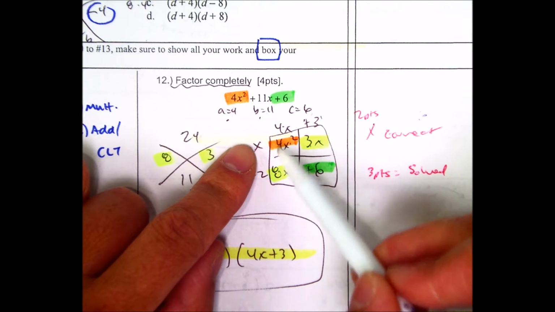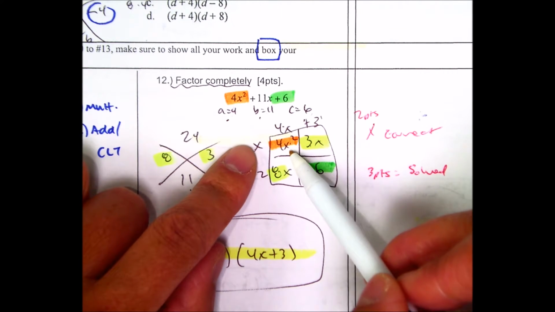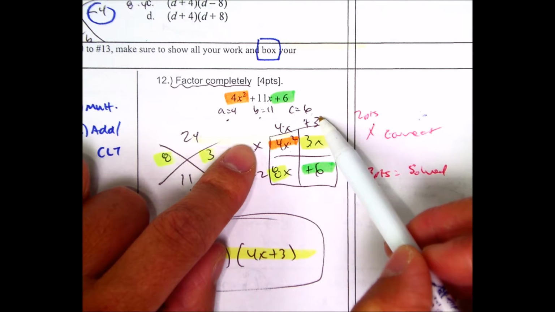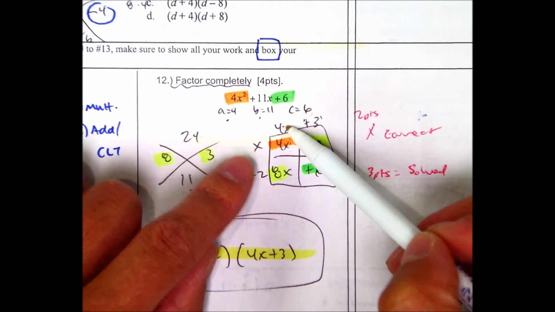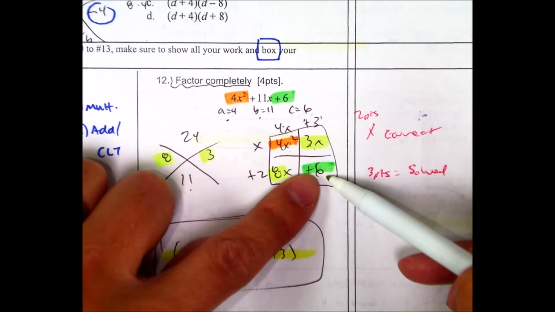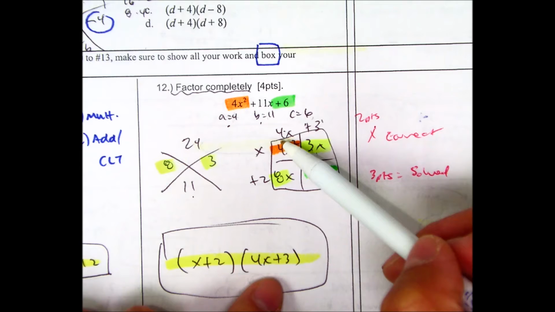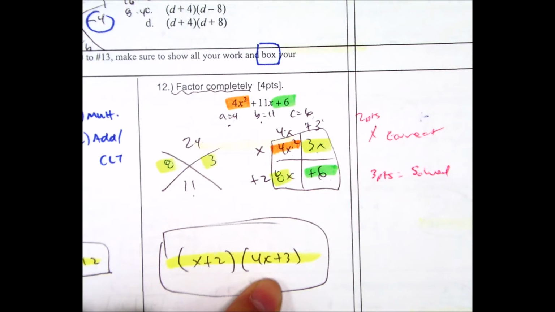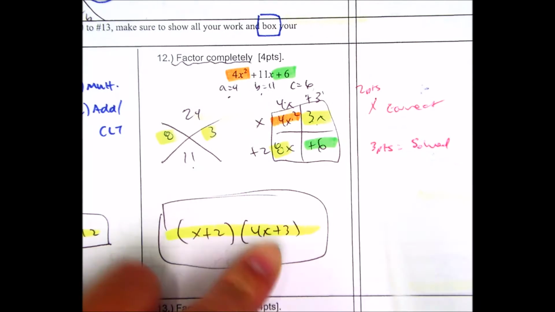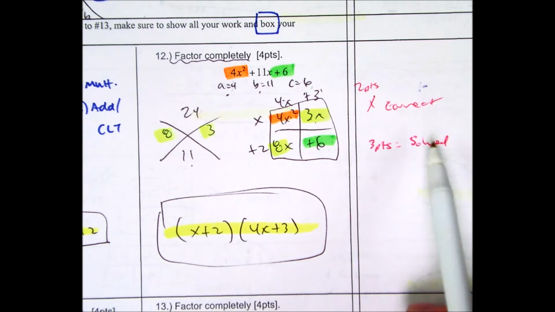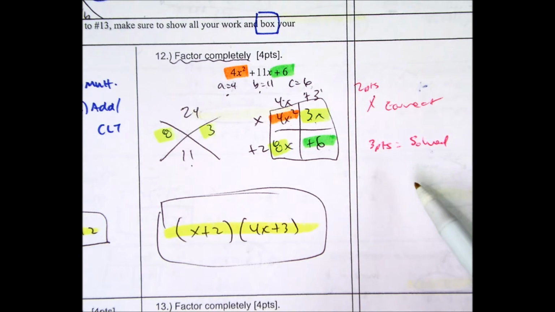Well, 4 is a common factor of 8. So I put the 4x here. X times 4x is 4x squared. X times 3, that's what I wrote down, gives me 3x. 4x times 2 gives me 8x, and 2 times 3 gives you 6. So x plus 2 and 4x plus 3. Now if you went ahead and set those equal to 0, that's wrong. That's solving, and this one just says factor. So you got 3 points if you said x is equal to negative 2 and negative 3/4.